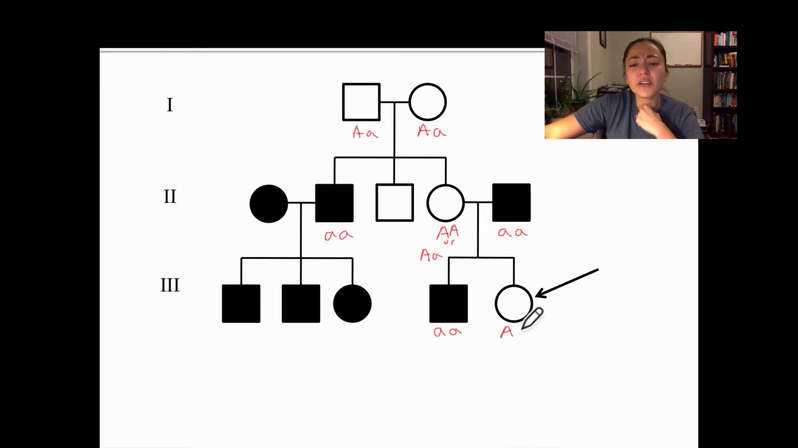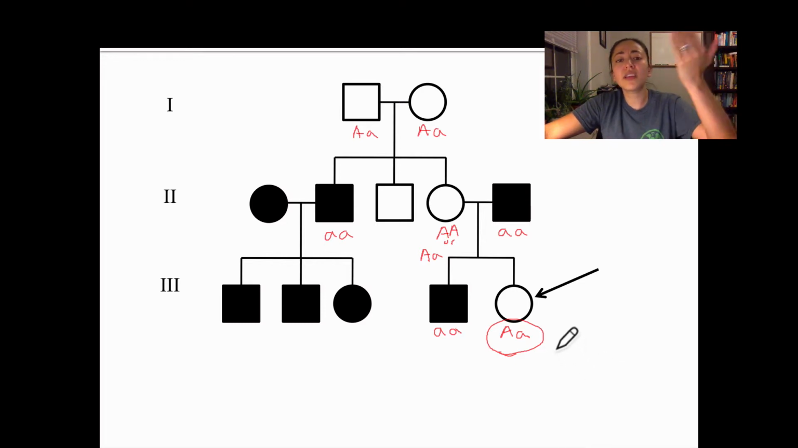But what about this female down here? Do we know what her genotype has to be? Well, if we look up at her parents, we know she had gotten one allele from each parent. She had gotten the dominant allele from her mom, but what is the only allele she could have gotten from her father? The only allele she could have gotten was a recessive allele, so this female has to be heterozygous. So if you're ever asked a question like that, always look at the parents or look at the offspring to try to figure out what an individual is.